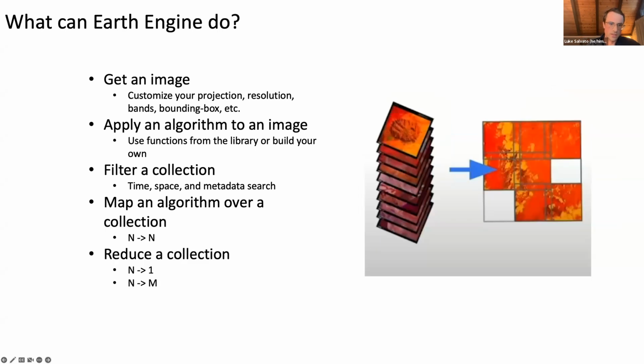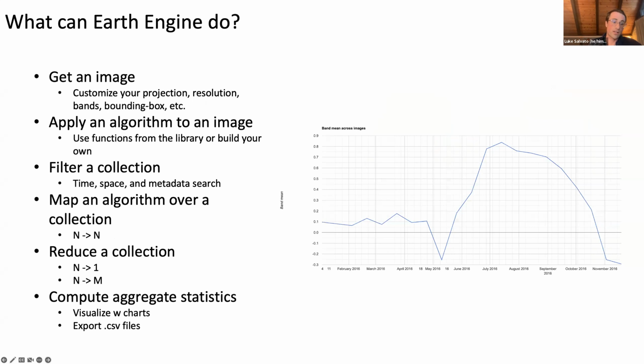And you can also do reductions. Again, you can compute a mean within a region. You can compute histograms across a multi-polygon. There are a lot of different types of reductions to do. And finally, you can compute aggregate statistics, and you can visualize aggregate statistics with charts within Earth Engine without exporting data. This is an example of NDVI throughout the 2016 year. And then you can also export data into CSV files or shapefiles or GeoJSONs, or there are different export possibilities.